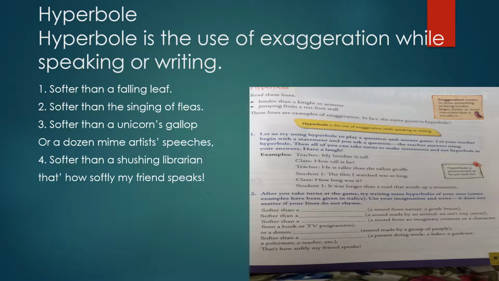So here is one example of hyperbole. Teacher: My brother is tall. Class: How tall is he? Now teacher is saying, he is taller than the tallest giraffe. Can it be possible? No, this is exaggeration only. Now next example, student: The film I watched was so long. Class: How long was it? Now student gives the answer, it was longer than a road that winds up a mountain. So this is exaggeration only.